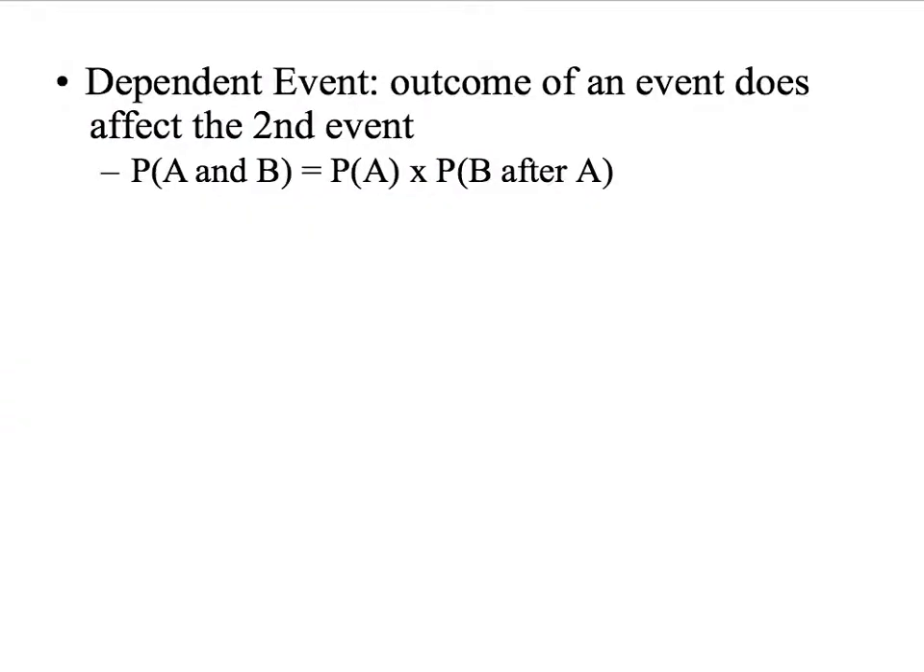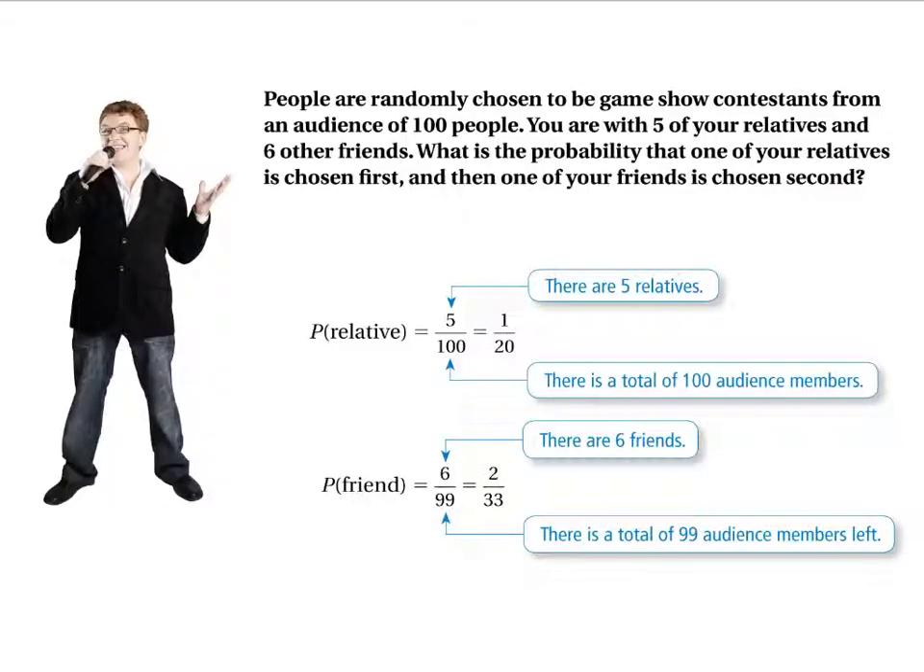Alright, a dependent event. A dependent event is where the outcome of an event does affect the second event. If I want to, again, know the probability of two things, I find the probability of the first one. Then I find the probability of B after A, and you'll understand that better when I do the next example. Just remember, on a dependent event, what you do the first time will affect what you do the second time. Alright, this example is a little tricky, but we'll get through it here.